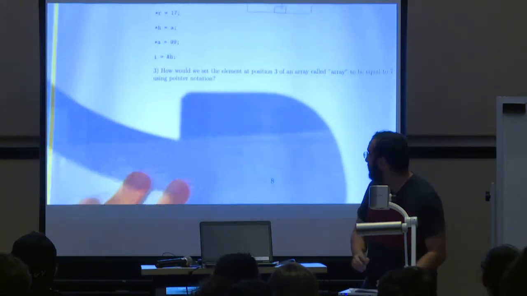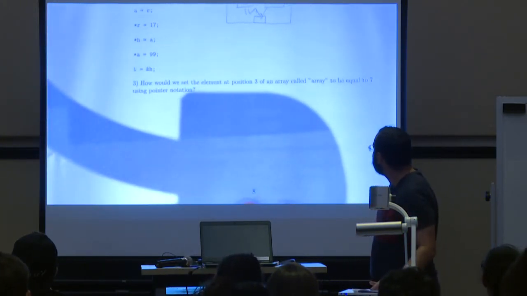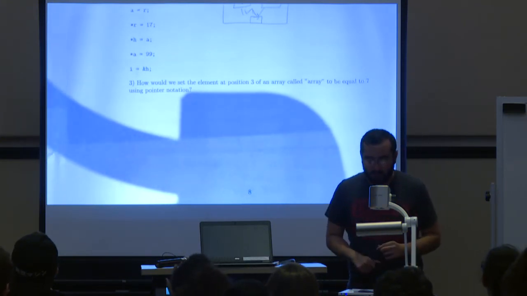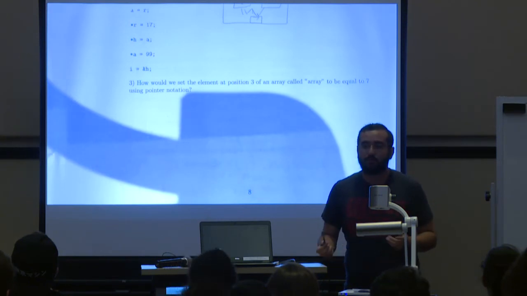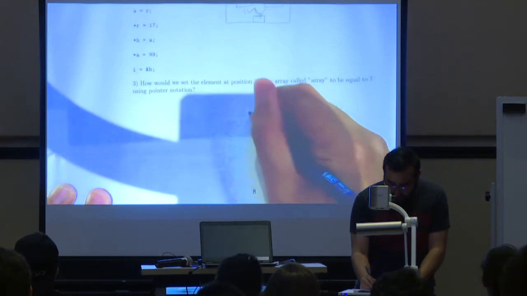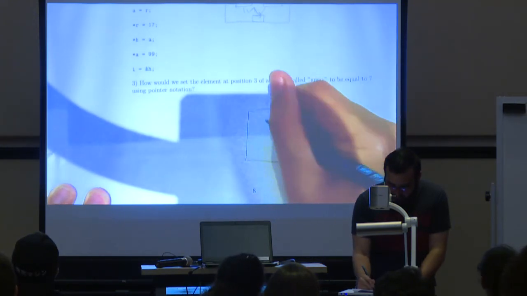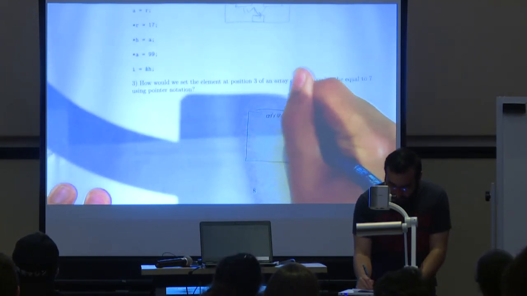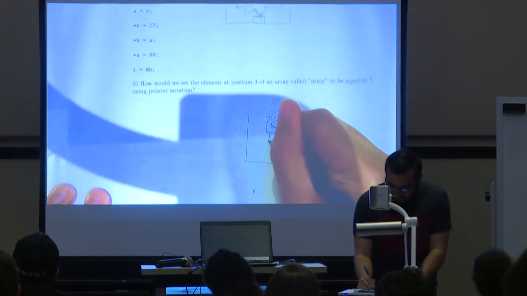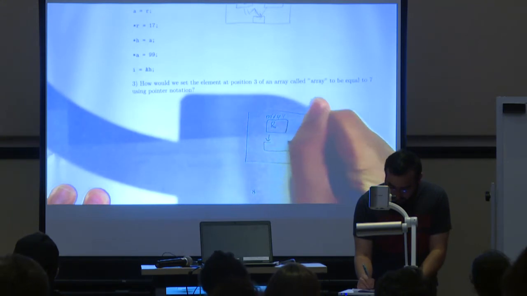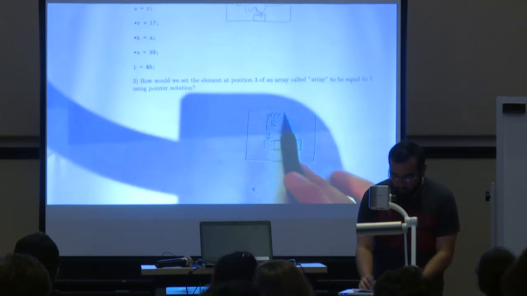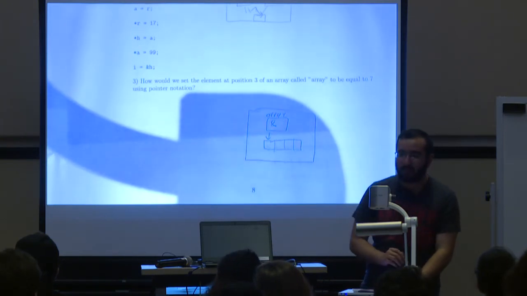So now this next question is asking us, how would we set the element at position 3 of an array called array, I'm not very creative with my array names, to be equal to 7 using pointer notation? Well, the way an array really works is that in memory we have this variable called array, and it just holds a pointer, some memory address, that points to the beginning of this array. So the name array is just pointing to the beginning of this array.